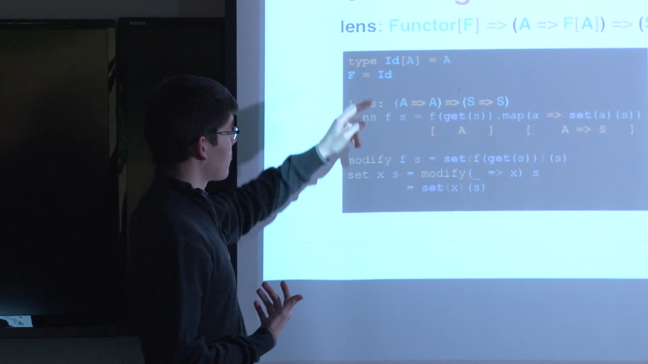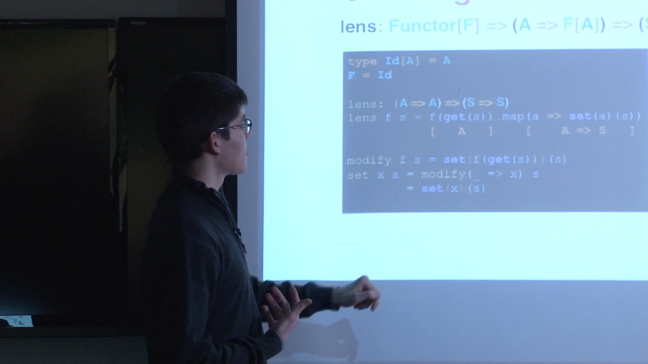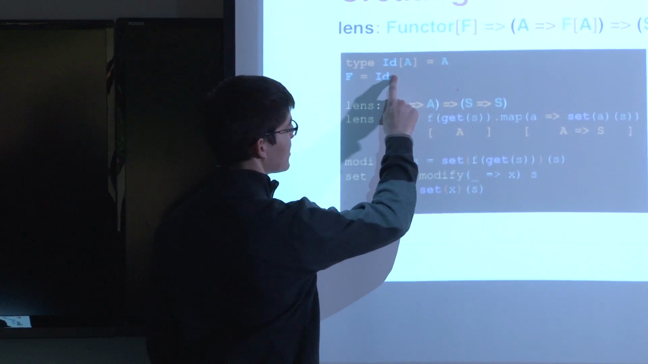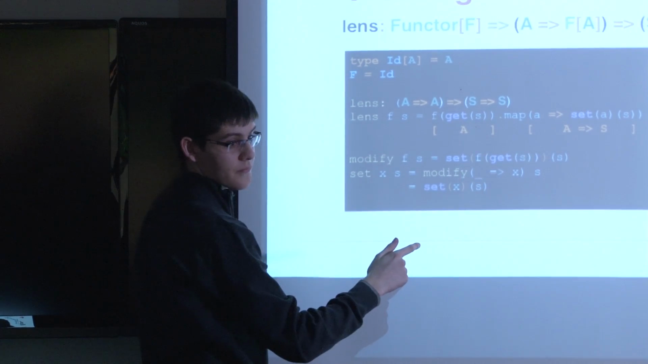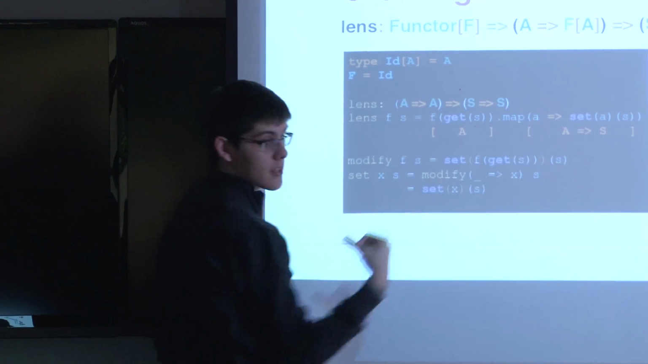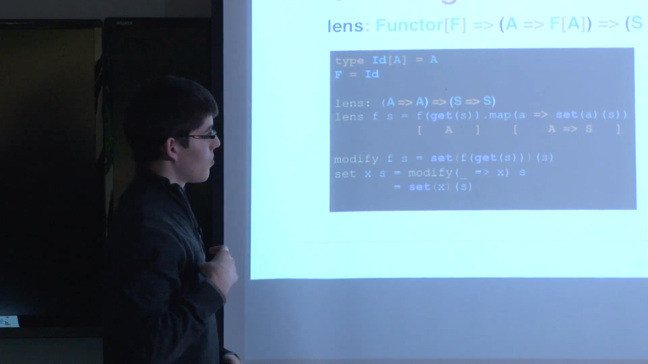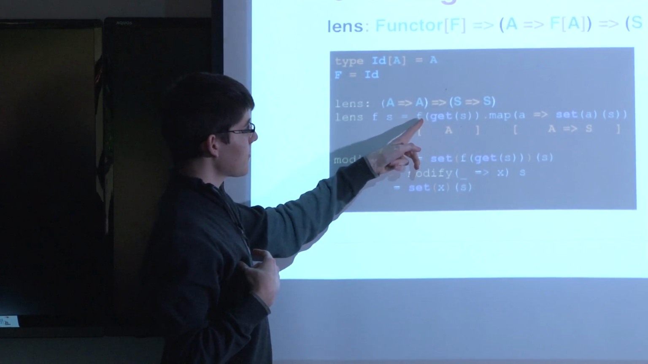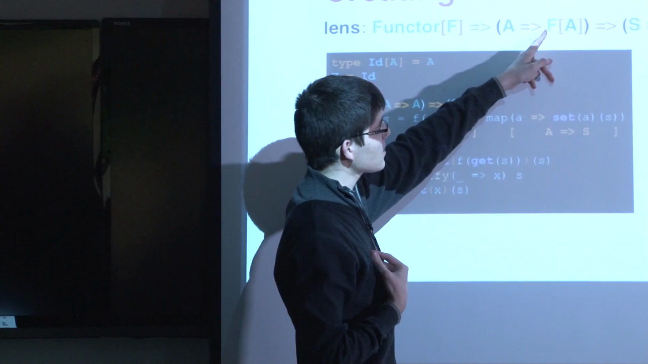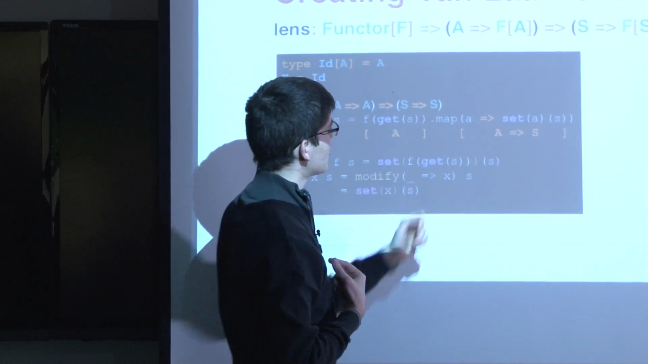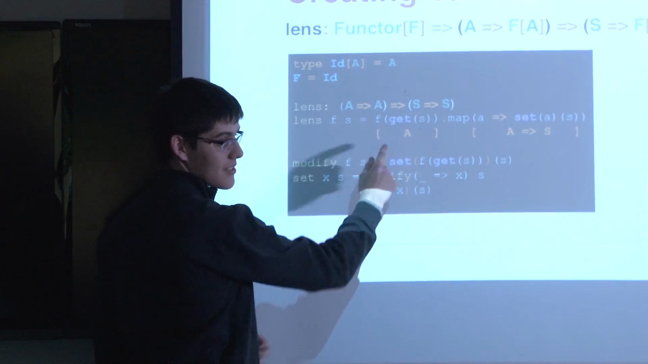So remember how we did modify. We just put f as identity. Now we substitute identity for f, right? We get this signature a to s to s. And this is the implementation I showed in the previous slide. Okay, f of get and that's it. So what happens here is now f is of type a to a. We substituted this f into identity. So we just lose the f everywhere. So now the get of s is an A, and f of get is also an A, right? This is the modify function.